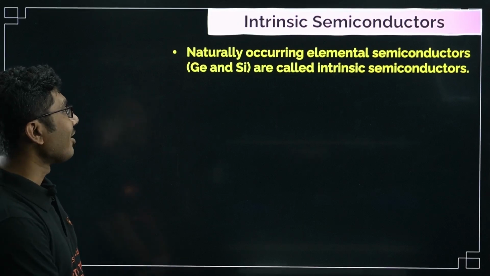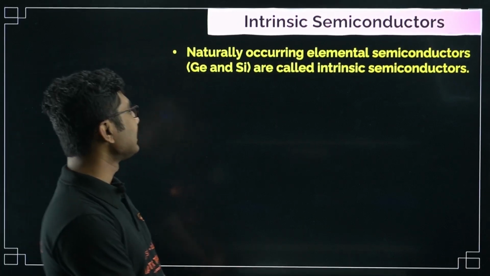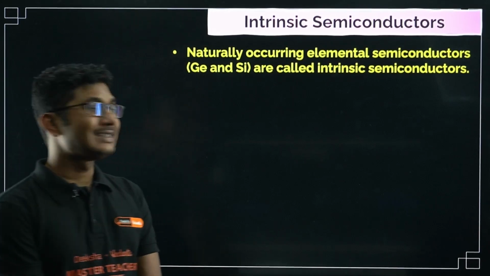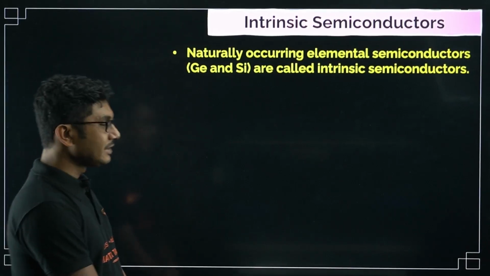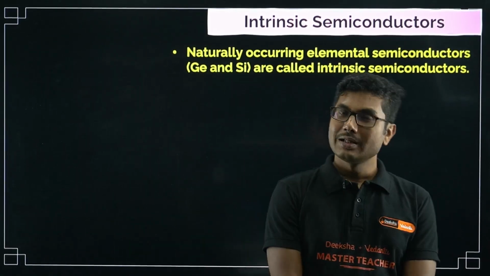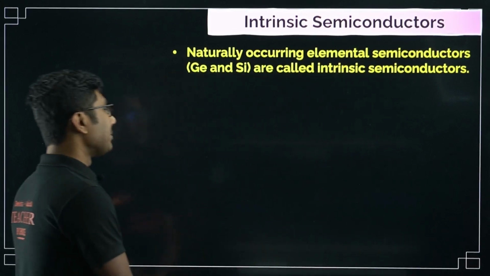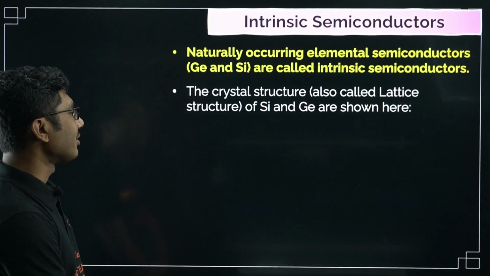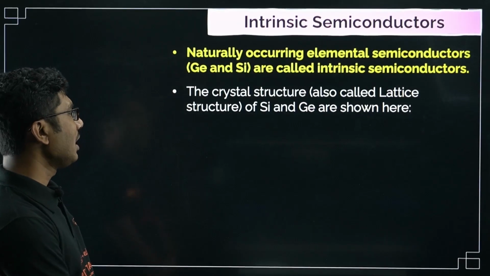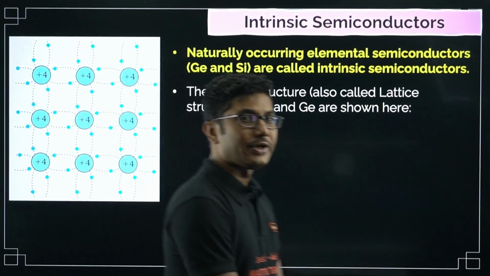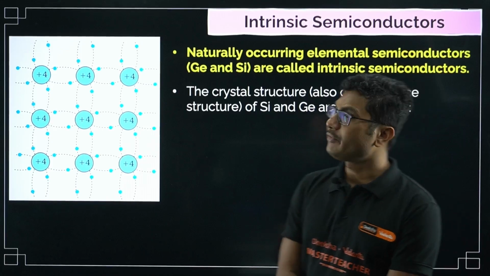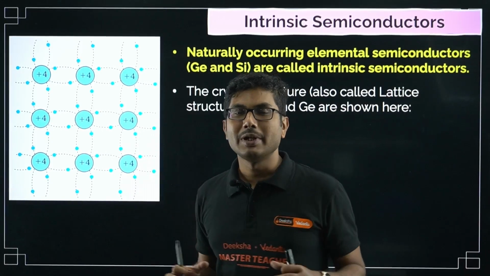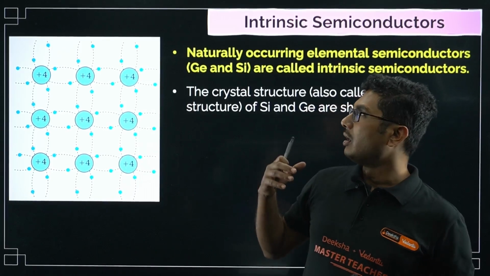So naturally occurring elemental semiconductors, germanium and silicon, are called intrinsic semiconductors. Intrinsic semiconductors means elemental semiconductors. The crystal structure, also called lattice structure, of silicon and germanium is shown here. This is the crystal structure, how they form the crystals. Crystal means they are in a stable format, stable orientation.